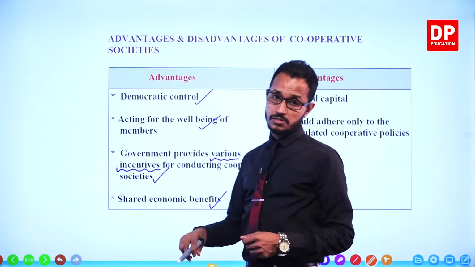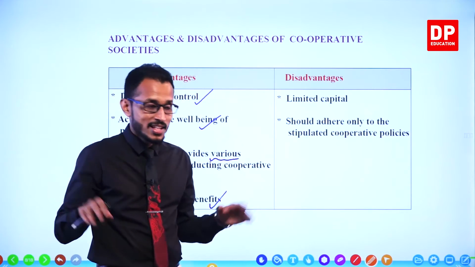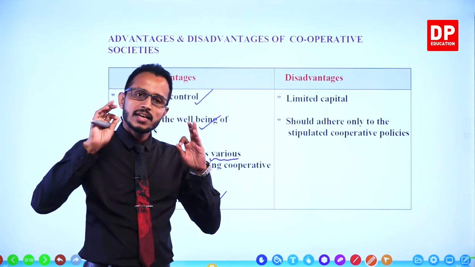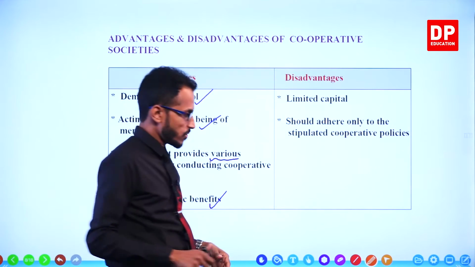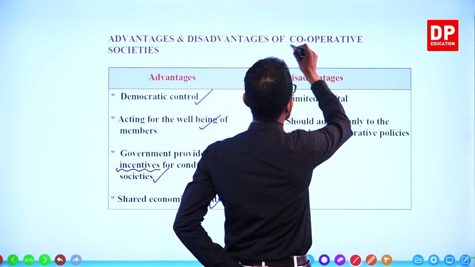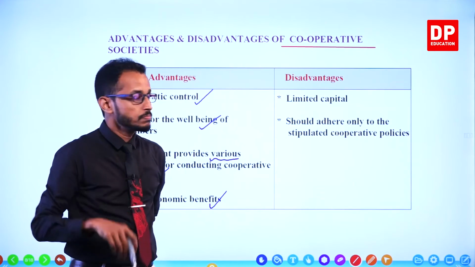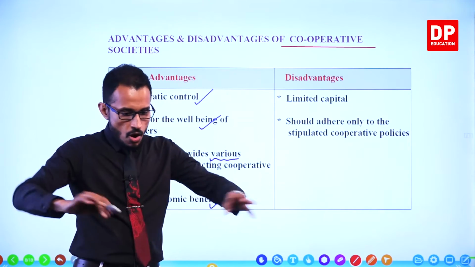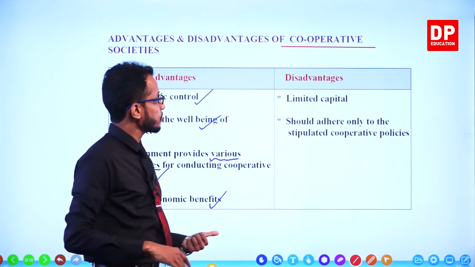Shared benefits. Nobody is going to take the profit home, because cooperative societies don't aim for profits. The profit does not belong to anybody or anyone. The benefits are shared among everybody. That is what it says.